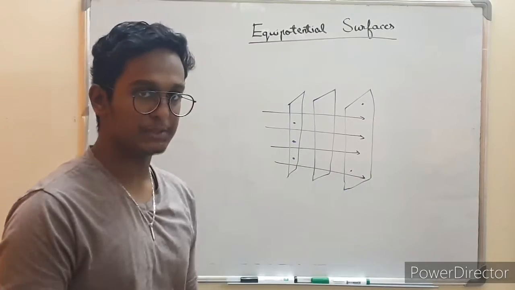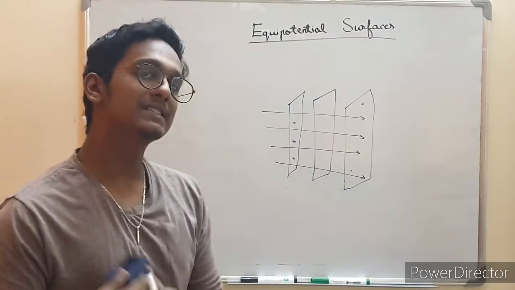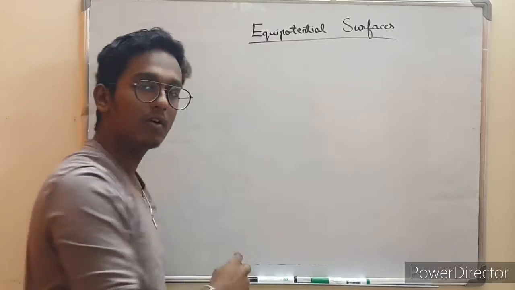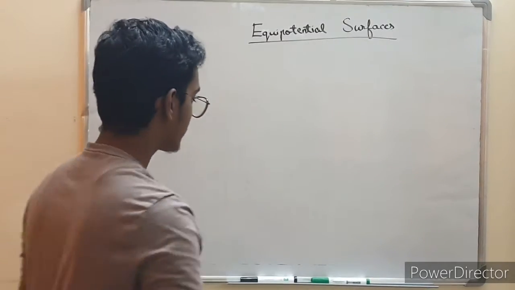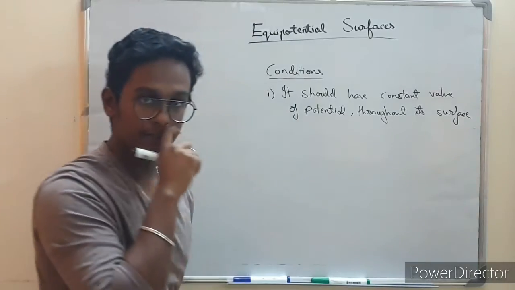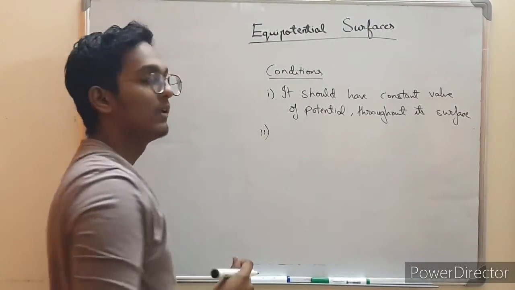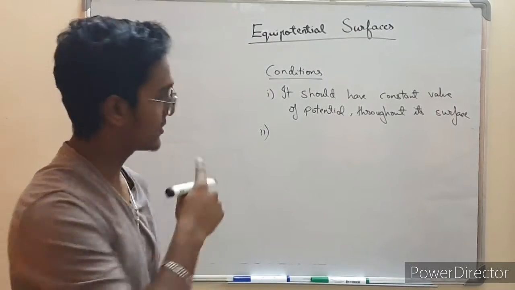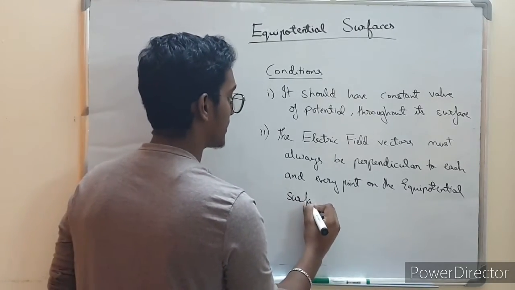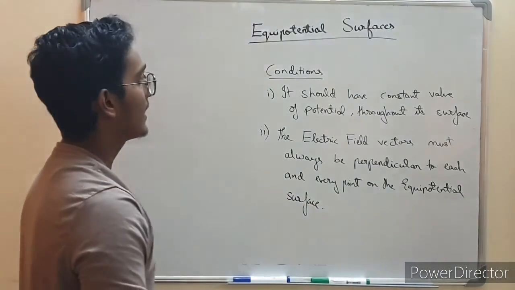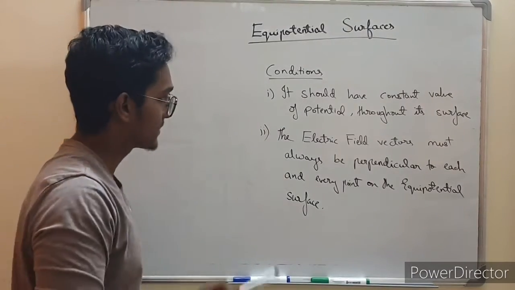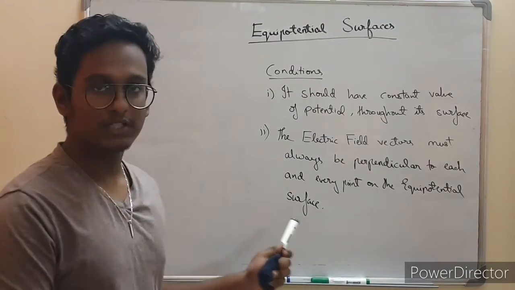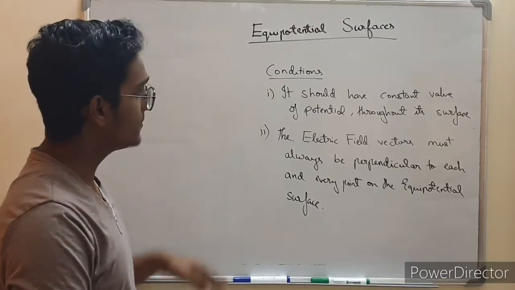Now the characteristic features, the conditions for a surface to be an equipotential surface: it should have a constant value of potential throughout the surface. This is one condition, and the other condition is that the given surface must always be perpendicular to the electric field vectors at that point. So these two are the conditions for any surface to qualify as an equipotential surface. This second point, let's see logically, with an example, why it must be true. So if you want, you can note down these two.